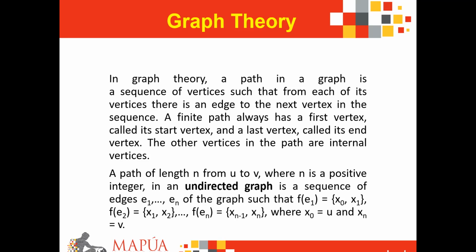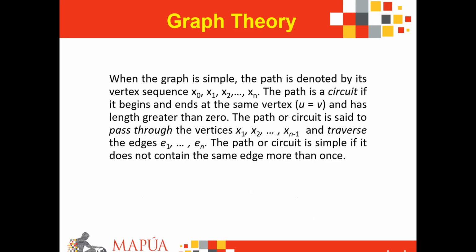In an undirected graph, it's basically denoted to be a sequence of vertices that are noted as E1 to En. When the graph is simple, the path is denoted to be a vertex sequence, and that path is considered to be a circuit if it begins and ends at the same vertex and has a corresponding length greater than 0. A path or a circuit is said to pass through the vertices and traverse the edges. Thus, the path is simple if it does not contain the same edge more than once.